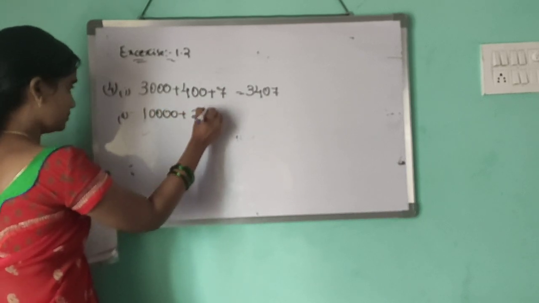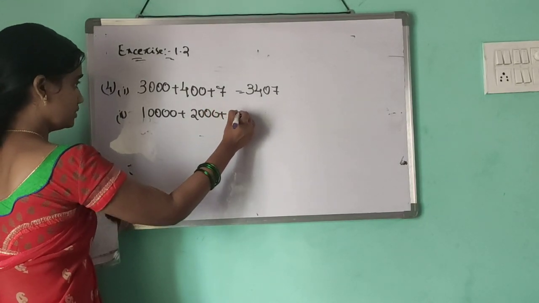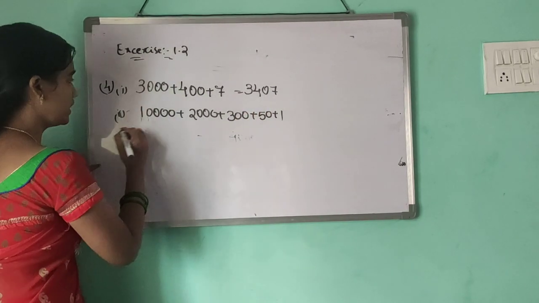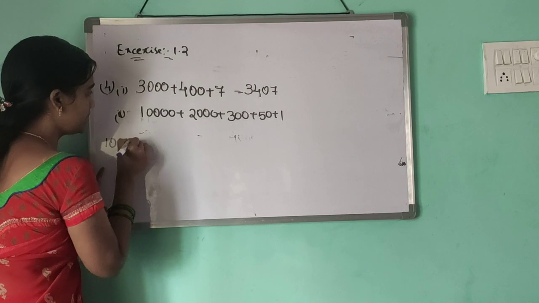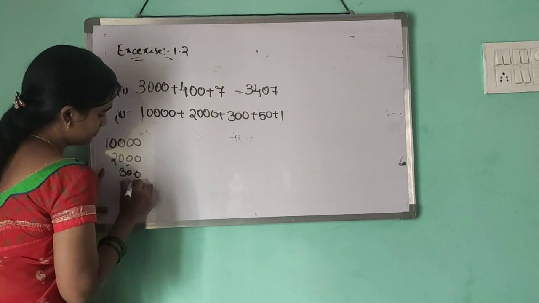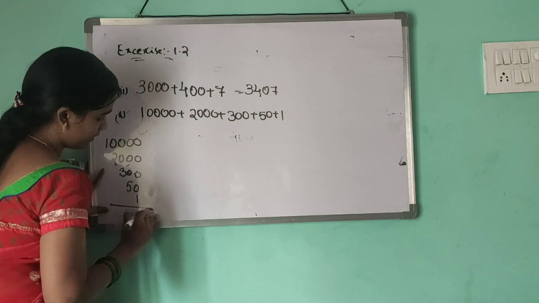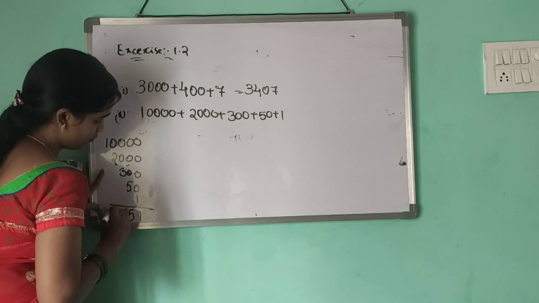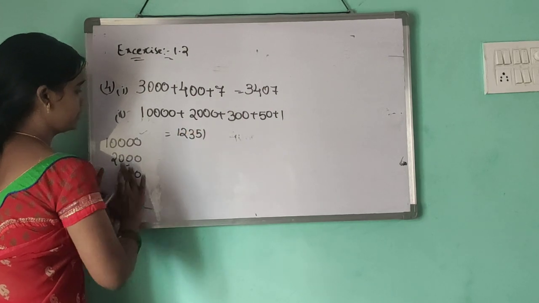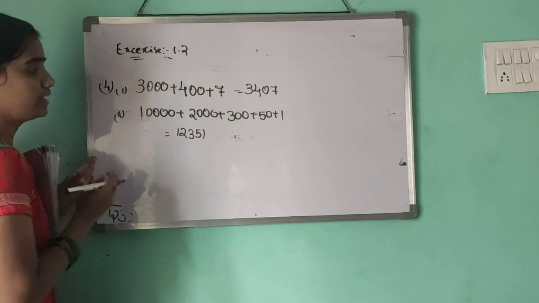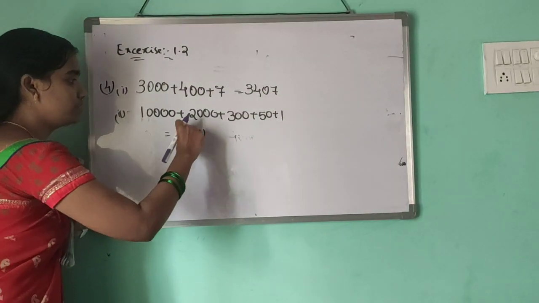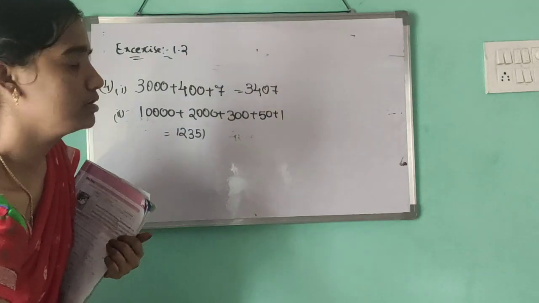10,000, 2,000, 300 plus 50 plus 1. So here also, adding these two numbers, we will get the short form. Okay, 1, 5, 3, 2, 1. Answer is 12,351. Here you have to write the short form in this way. By adding these numbers, we will get the sum value. That value is the short form of this number.